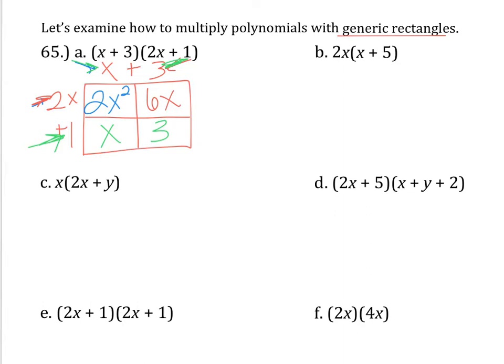So once we've multiplied, we are then going to combine like terms. So inside the rectangle, we have a 6x and an x that we can put together. So we're going to have 2x squared plus 7x plus 3.